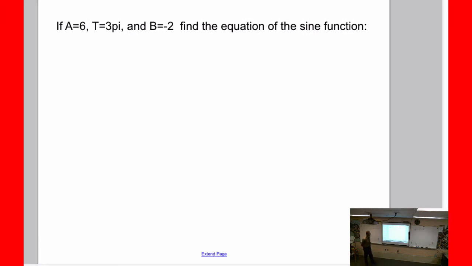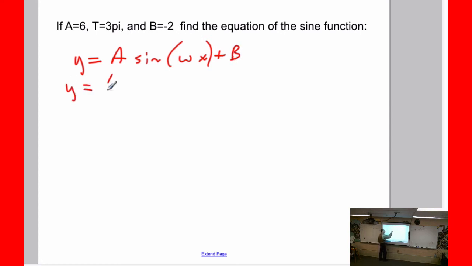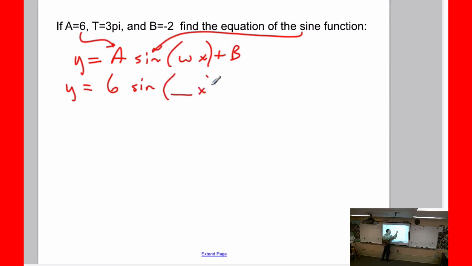A is 6, t is 3 pi, and b is minus 2. Find the equation of the sine function. So y equals a times the sine of wx plus b. Let's fill in what we know. Y equals, what's the amplitude? 6. Boom, that just went there. It's sine because they told us the sine function. Something x, we'll come back to that, plus what was the phase shift? Don't forget the minus, so minus 2, that just goes there.